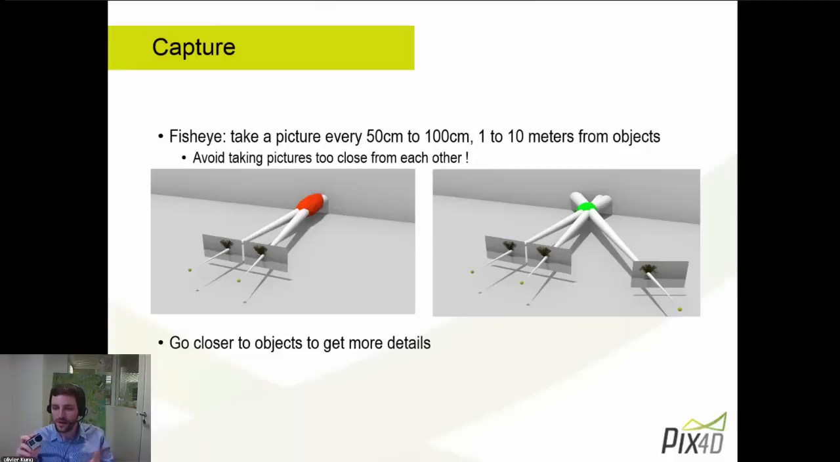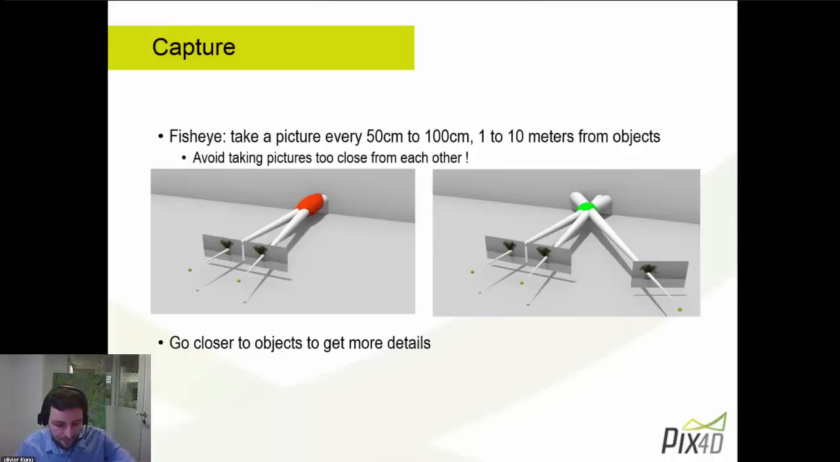So to avoid having too short a baseline in certain areas, we really recommend not taking pictures a few centimeters apart, but always moving at least, let's say, 20 centimeters, and ideally every 50 centimeters to 1 meter. Now, the results will be better if you are very close to the object you try to map than if you're far away, of course.